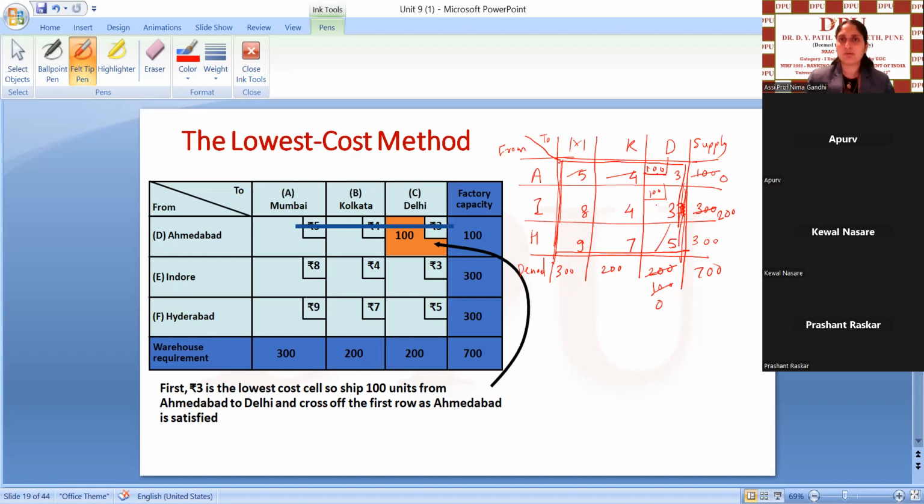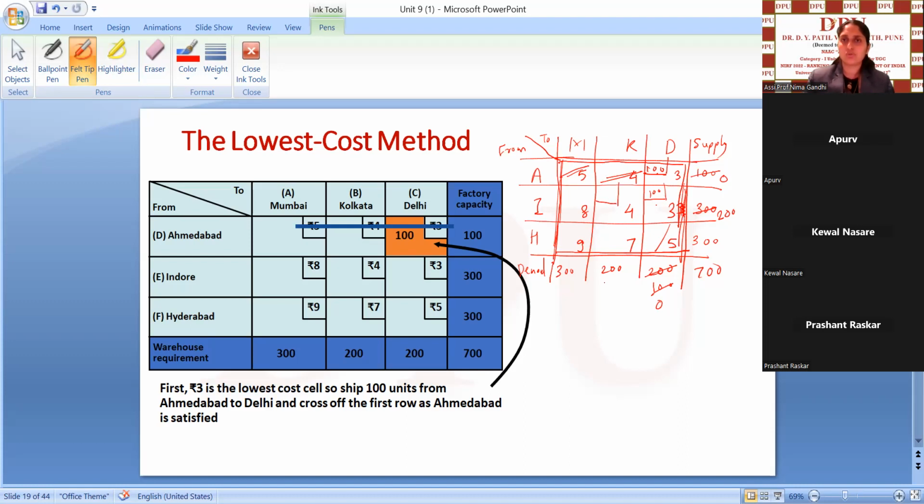What is the next minimum cost? Now we have already deleted these cells, right? You are not considering them, the cells which you have deleted or made a cross sign. Okay, the next minimum cost is 4.